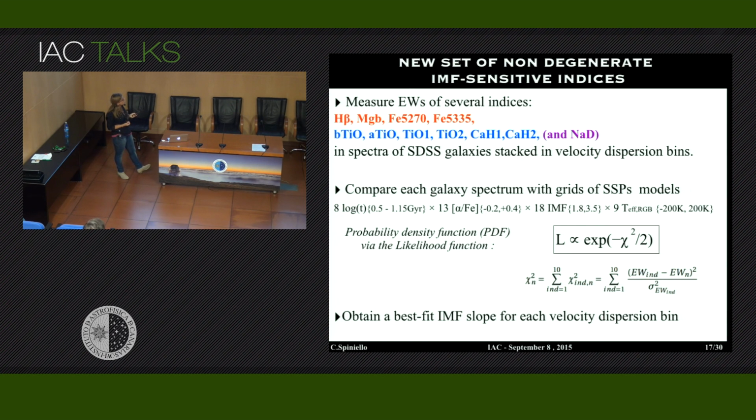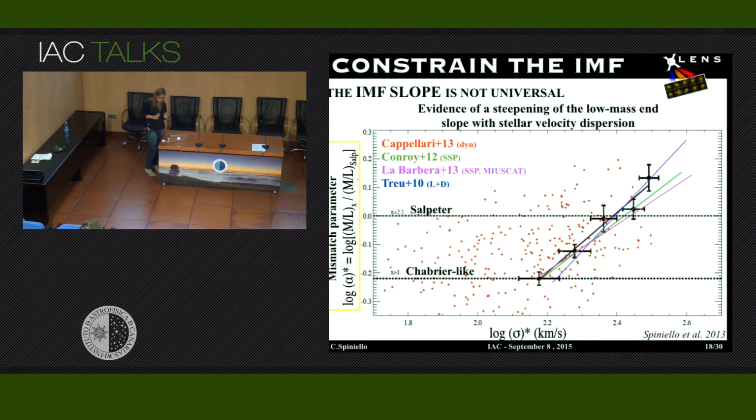This particular work is based on SDSS galaxies that are stacked in 5 velocity dispersion bins. I will show you the results in a second, but basically we compute a probability density function via the likelihood function, which is basically a chi-square, and for each velocity dispersion bin we find the best fit parameters. So we find the best fit age, the best fit alpha to iron, the best fit IMF, and the temperature of the RGB, because making the RGB colder could mimic a bottom-heavy IMF. So in theory, this is a parameter we should take into account. And this is the main result.